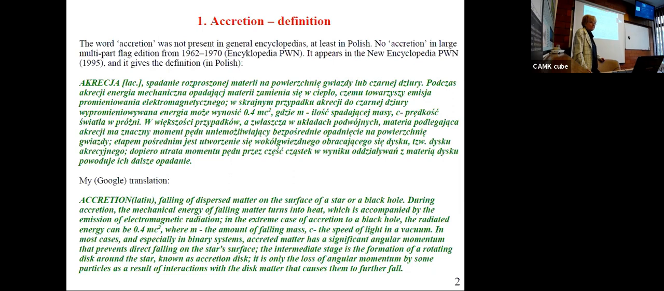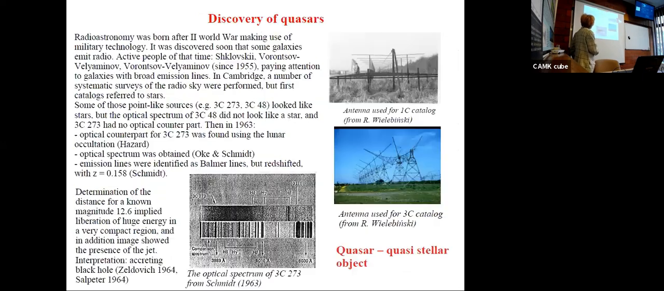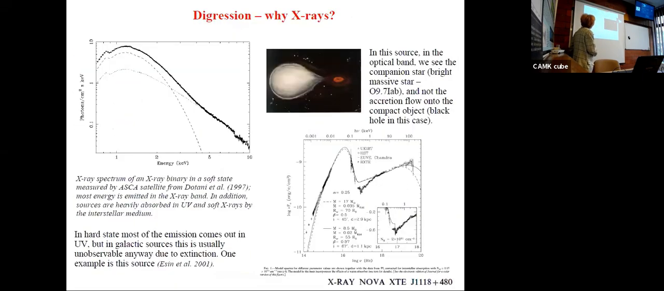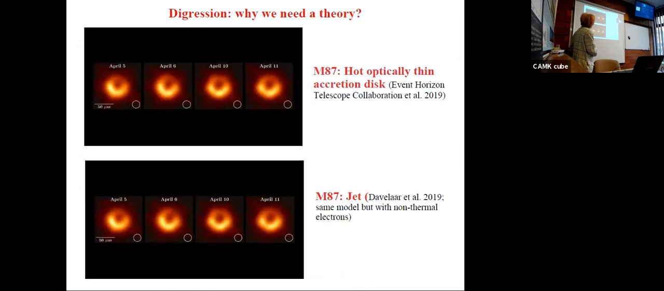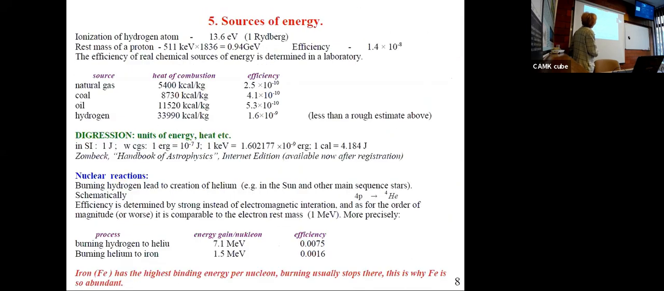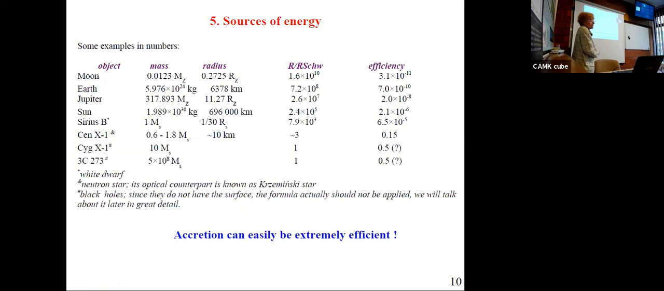Then you mentioned at the end in the footnote that for the optical counterpart of Centaurus X-1 they use the term Krzemiński star, and I never heard about it. Is this some generalized term, or is it some particular object only? This is for this particular object, and I mentioned that because Wojtek Krzemiński used to work in this building for many years. He already died.